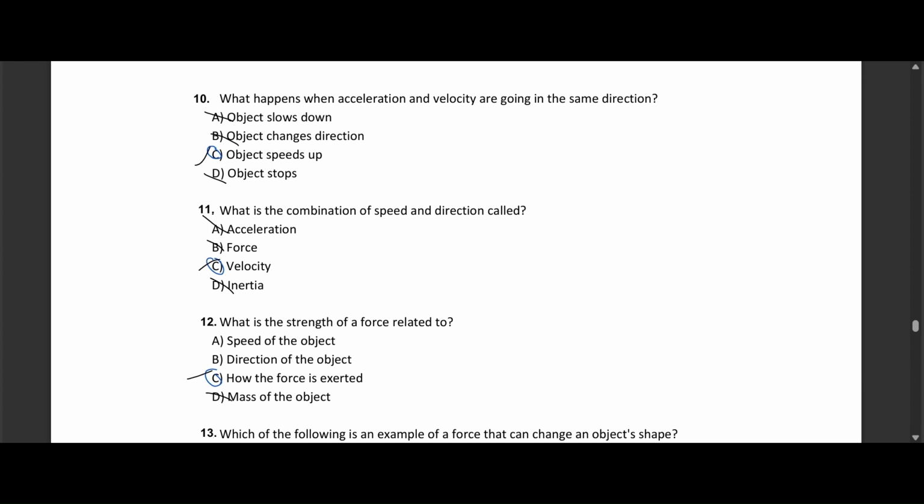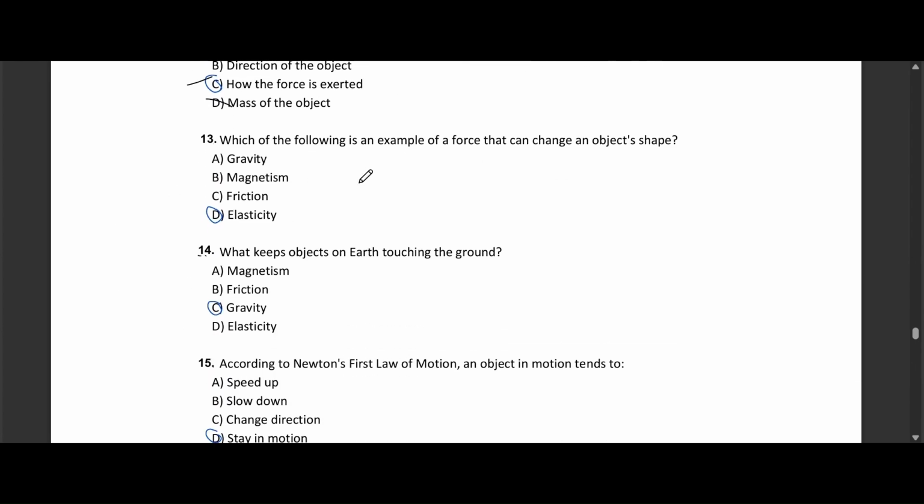Question 13. Which of these forces can actually change the shape of an object? Is it A, gravity, B, magnetism, C, friction, or D, elasticity? The right answer here is D, elasticity. Elasticity is the ability of something to stretch or squish and then go back to its original shape, like a rubber band. Gravity and magnetism, options A and B, mainly affect how things move, not their shape. And friction, option C, mostly just slows things down.